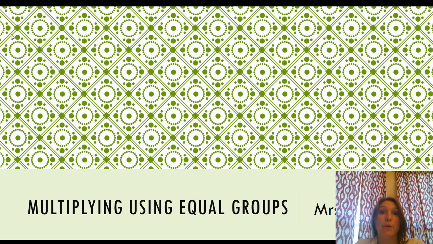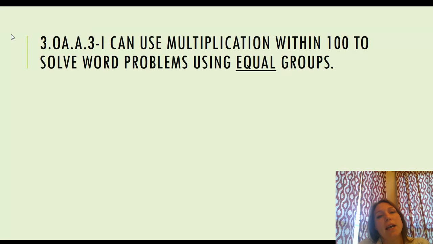I wanted to do a quick review on multiplication using equal groups. So we'll go through really quick. We want to be able to use multiplication within 100 to solve word problems, and today we're going to focus on the strategy of equal groups.